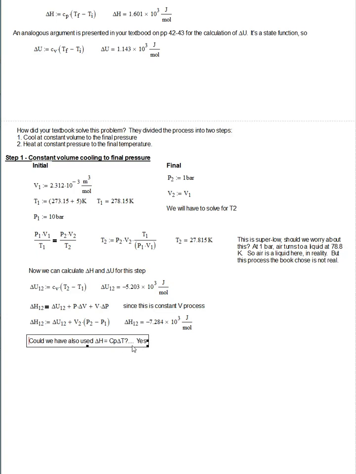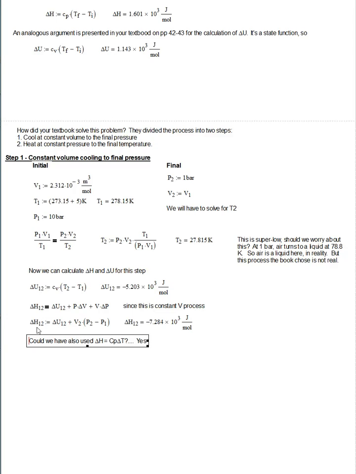And you can see the answer is yes. And why is that? Well, the answer is yes because we're just dealing with state variables, right? State functions again. And so we can just use delta H is equal to CP. We don't have to worry about this P delta V, V delta P, and so on. Once we had T2 and T1, we could have calculated delta U as CV delta T and delta H as CP delta T.